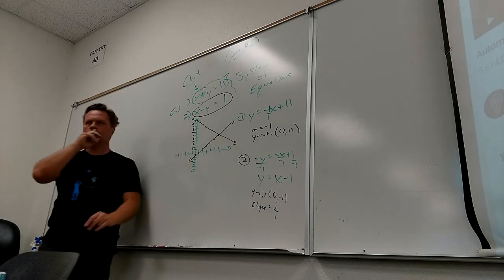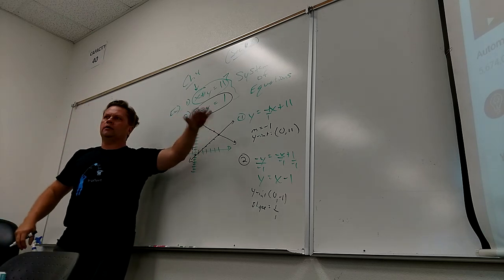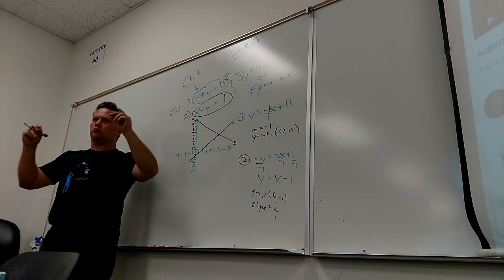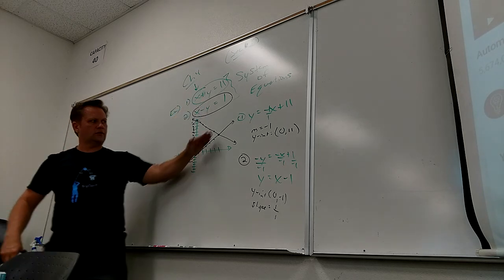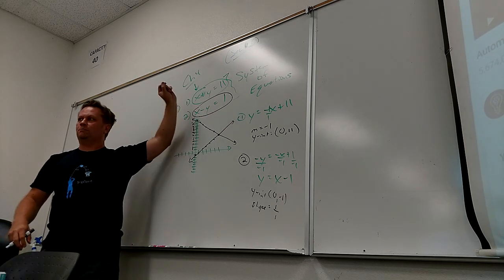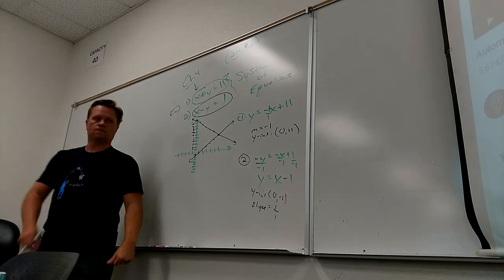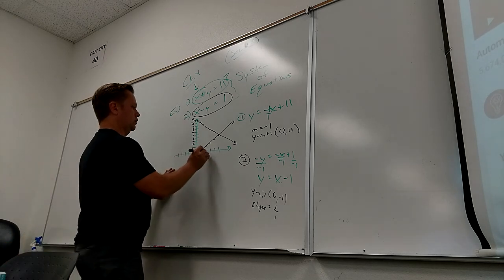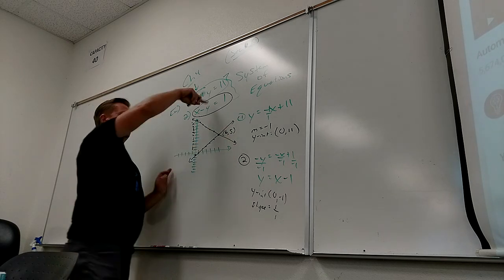Now, when I graph a line, it's a visual representation of all the answers to that equation. This one is a visual representation of all the answers to that equation. So what works in both is where the lines meet, where they intersect. So they intersect at 1, 2, 3, 4, 5, 6, 5, which is the answer.